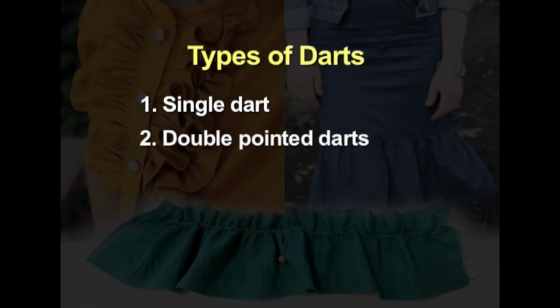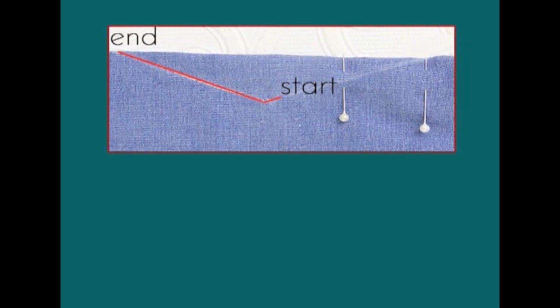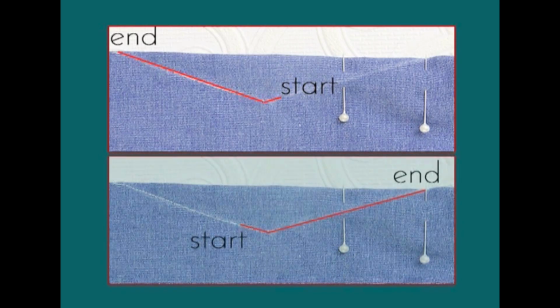Then we have another variety that is called double pointed darts. These darts are wide in the middle and pointed at both the ends. It should be stitched in two steps, that is, start from the middle where the dart is widest and stitch to the end, and then go back to the middle and stitch to the other end. Dart should be pressed after stitching.